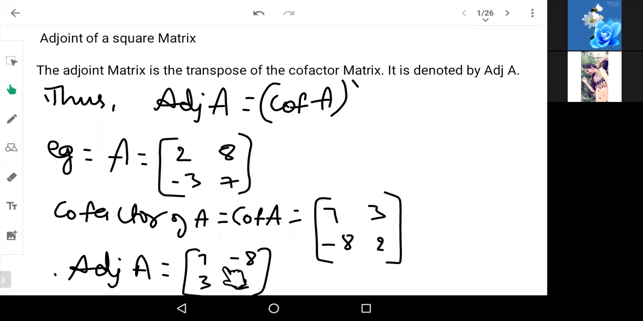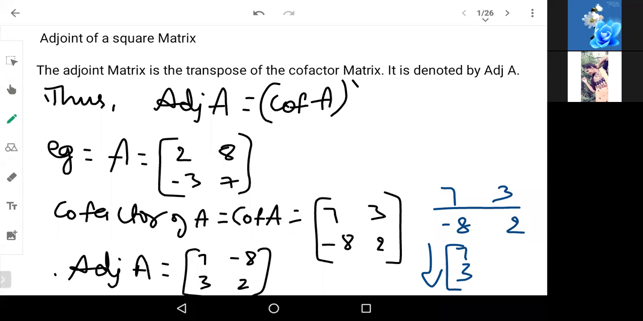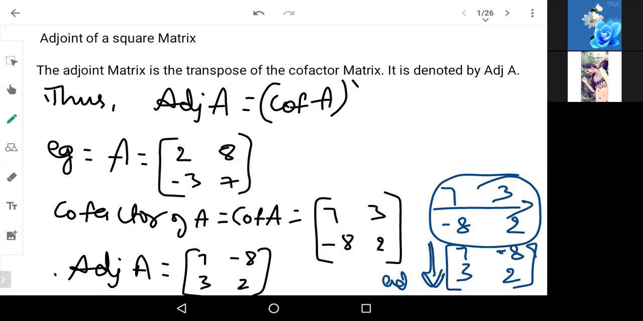Now what do you mean by transpose? If the rows change to columns, that is called a transpose. So if you see here, the first row is 7 and 3, and in the adjoint, the first column is 7 and 3. The second row is minus 8 and 2 here, and the second column is minus 8 and 2. When we change the rows to columns, that is called a transpose. And when we find the transpose of the cofactor, that is called the adjoint of a matrix. Did you understand?